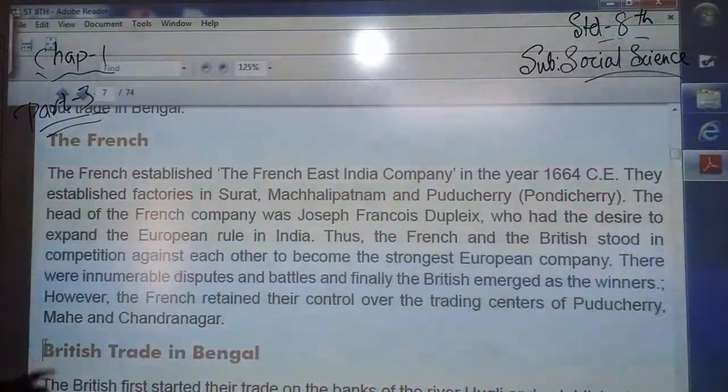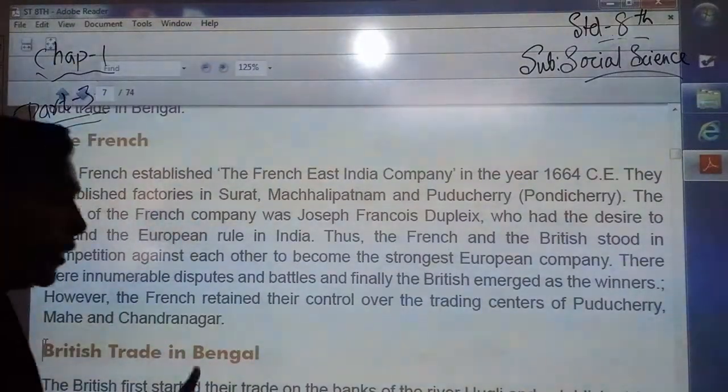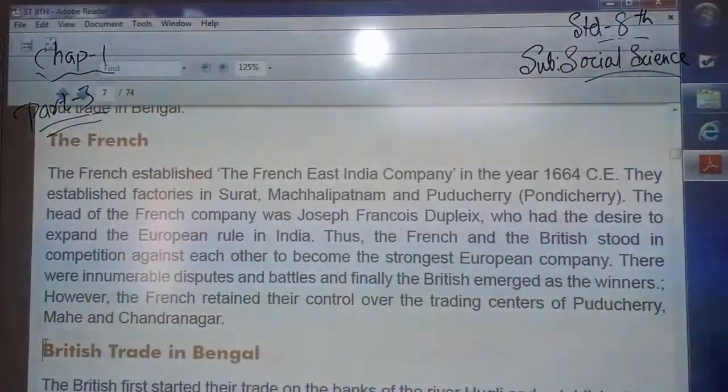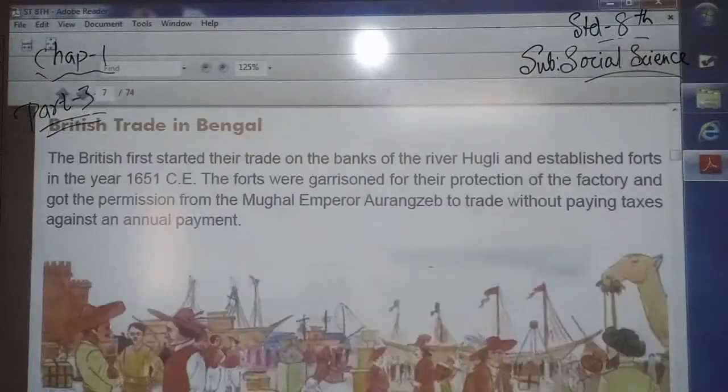Now, we will talk about the British trade in Bengal. Naturally, the Britishers started the business there. The French were also the same. We can see the Europeans were just collecting money and sending it to others. Later, we will talk about the main British rule, when they started ruling. They did not want to do only business, but started ruling over the country.